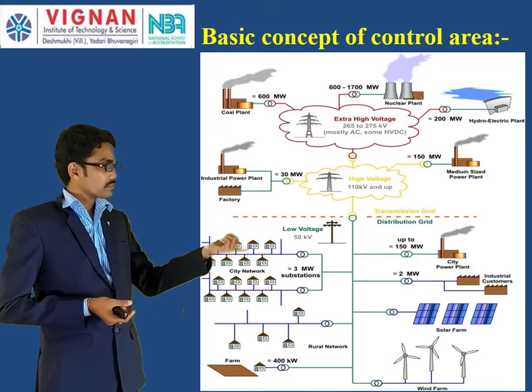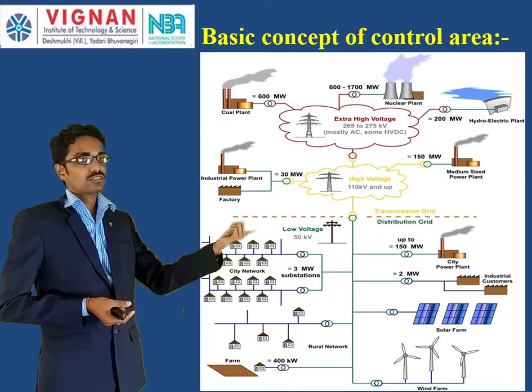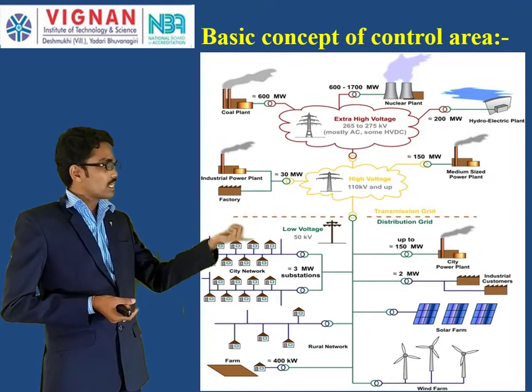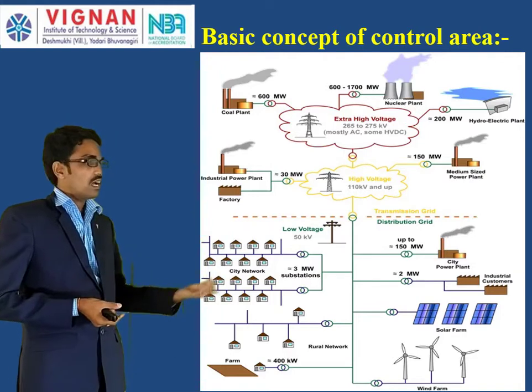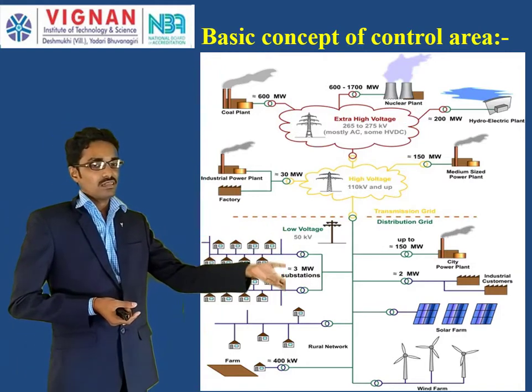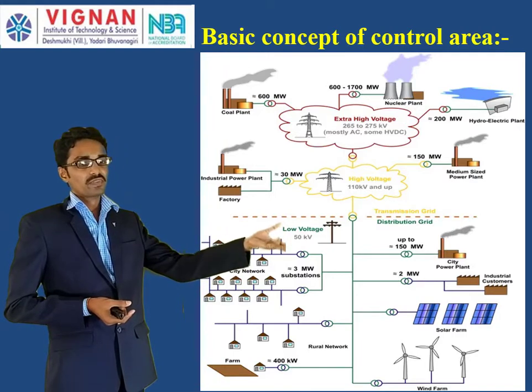Then you are having a distribution grid. You are connecting this to the distribution grid. For that distribution grid you are having loads, many loads connected on this side, and on that side you are having generation. Some generation is done by the wind power plants and some generation is done by the solar plants.